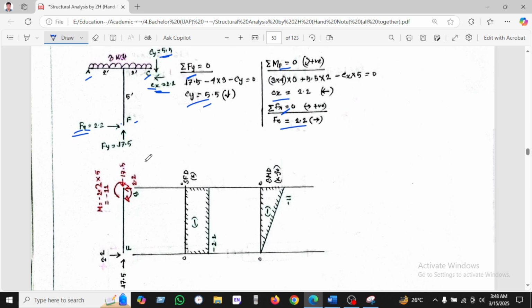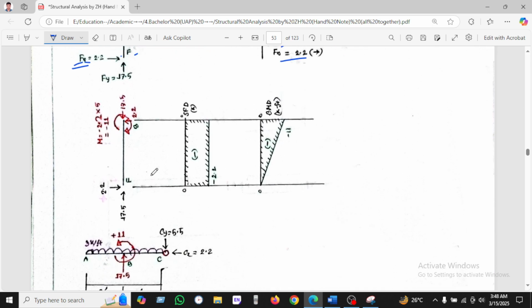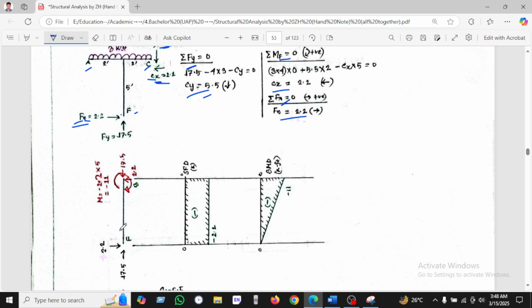After taking this, we are drawing the free body diagram here: 2.2 and 17.7. The 2.2 is downward, and it will be upward for balance purposes. So the shear force takes the 2.2 downward, and there is no load, so it will go upward, and the shear force will be 0.